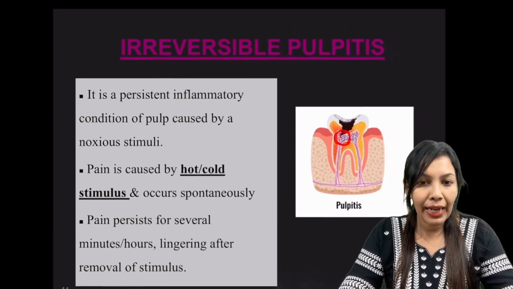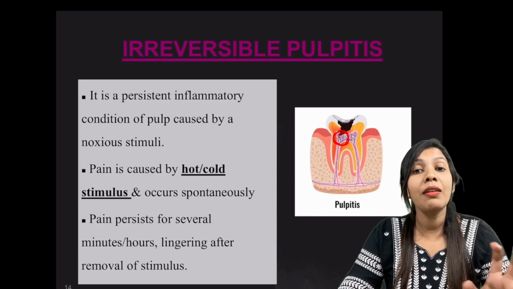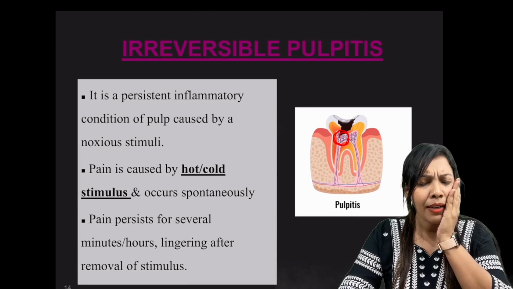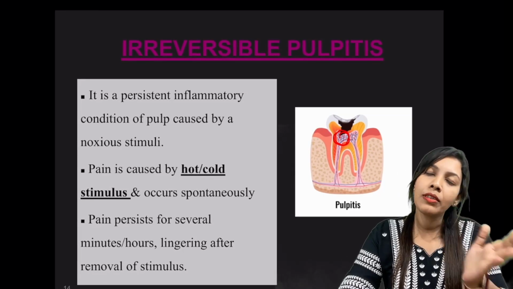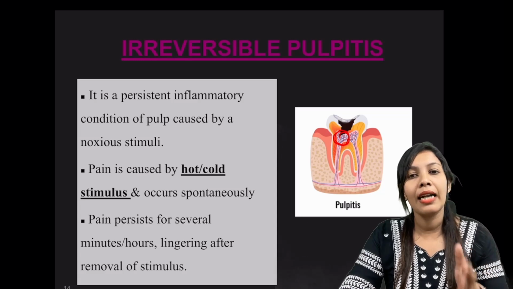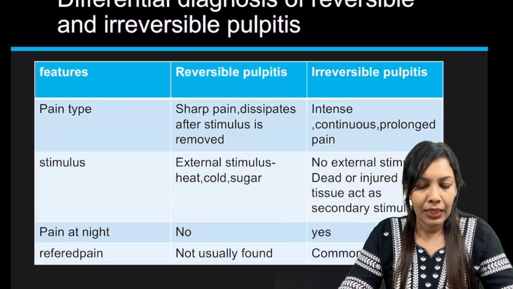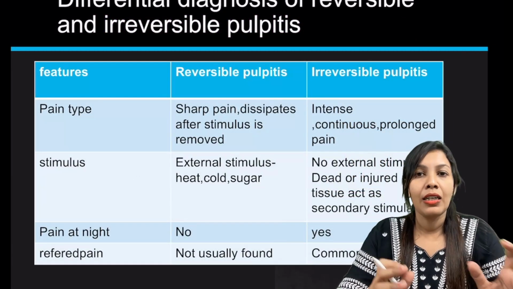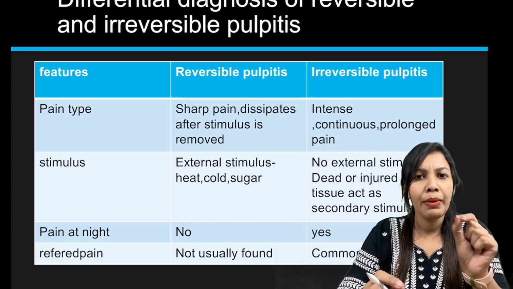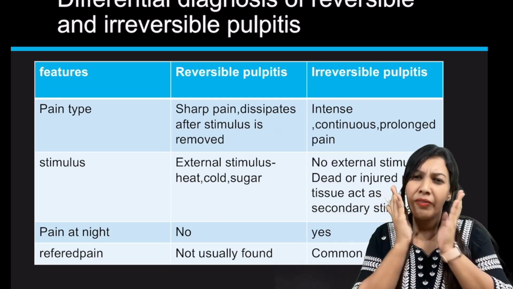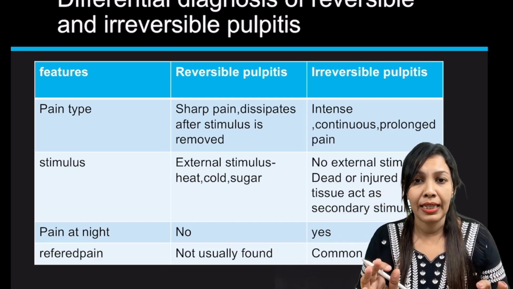And the pain will actually persist for several minutes and hours. Even after we had hot food, the pain started. Even after I stop eating, the pain persists for sometimes minutes or hours. That is irreversible pulpitis. So simple. Okay, so the main difference is pain. In reversible pulpitis, even though it is sharp, when the stimuli is removed, it stops. In irreversible pulpitis, even when the stimuli is removed, we have pain continuously, right?